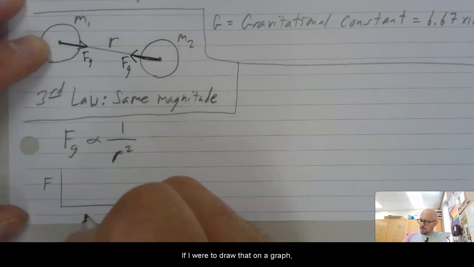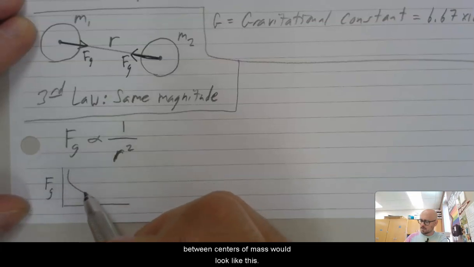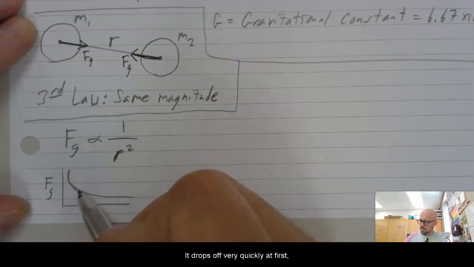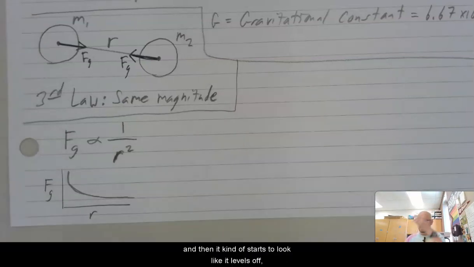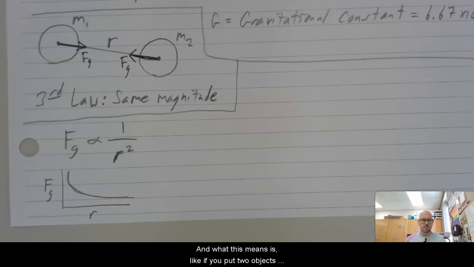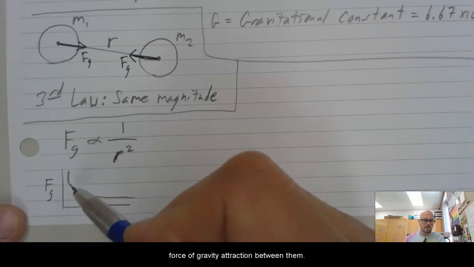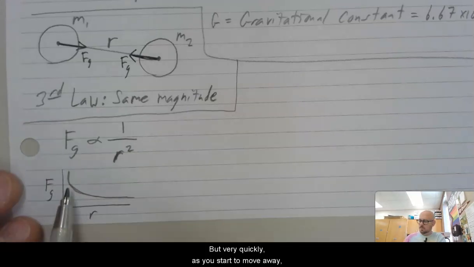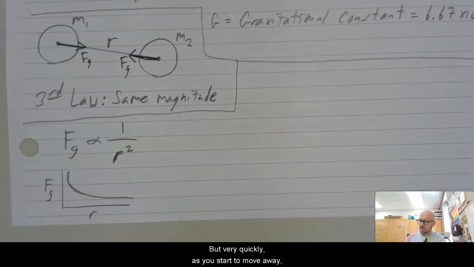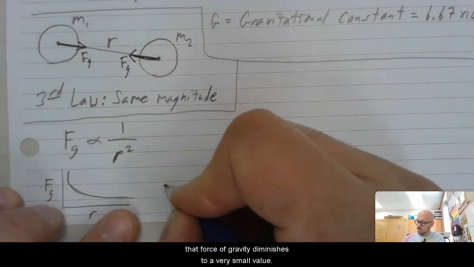If I were to draw that on a graph, the relationship between the force of gravity and distance between centers of mass would look like this. It drops off very quickly at first, and then it kind of starts to look like it levels off, but it just keeps getting smaller. What this means is if you put two objects very close to one another, they would have a pretty high force of gravity attraction between them. But very quickly, as you start to move away, that force of gravity diminishes to a very small value.